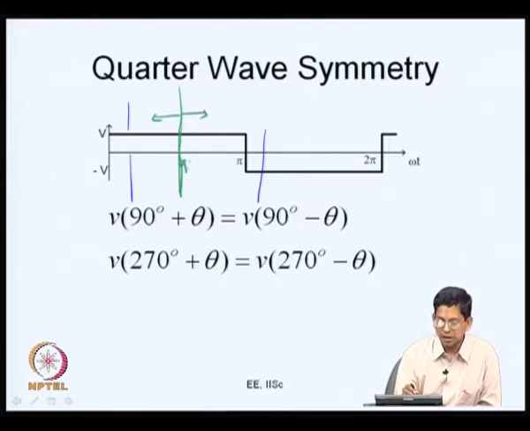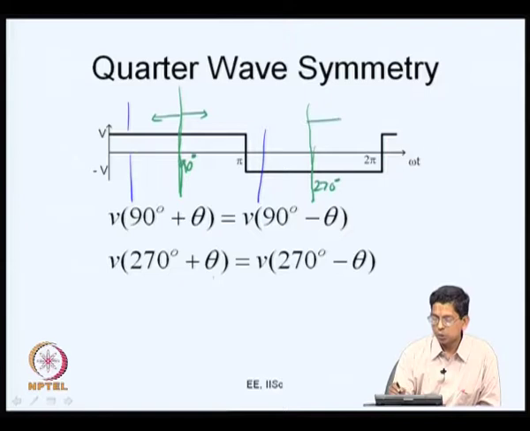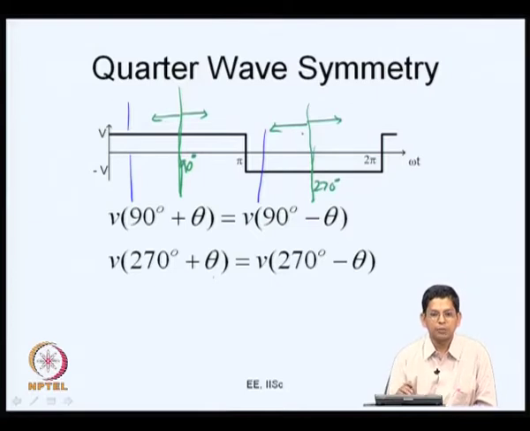Let me call this 90 degrees or pi by 2. So, whatever it is at 90 plus theta is the same as at 90 minus theta. Whatever it is at 270 plus theta, the value is the same as at 270 minus theta. You also have the symmetry observed around 270 degrees. From 270 degrees, you go some distance to the right, or the same distance to the left, the waveform will have the same values.